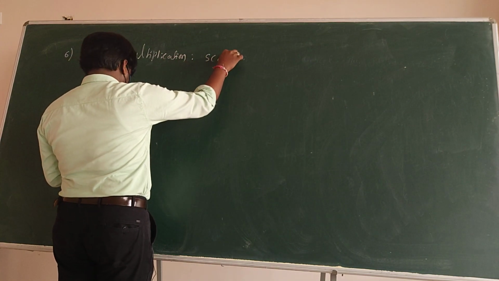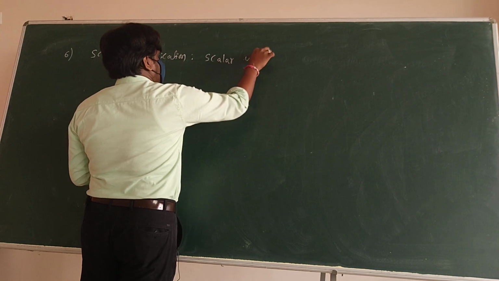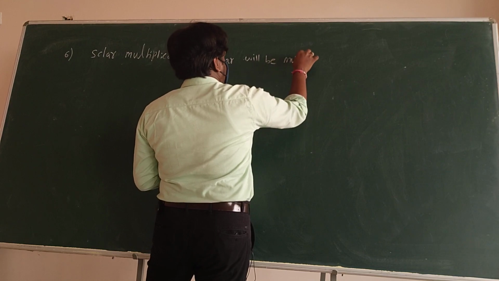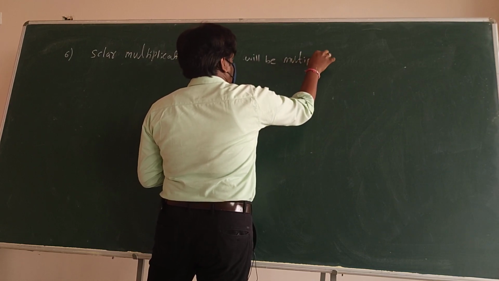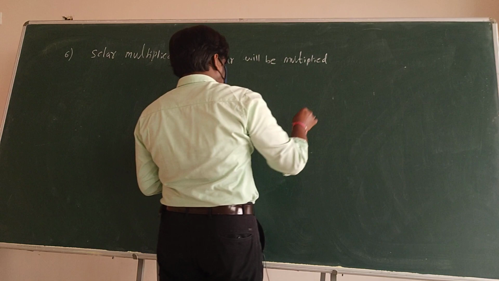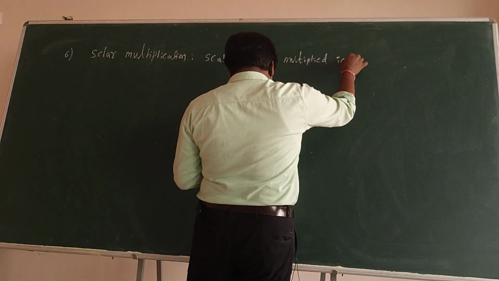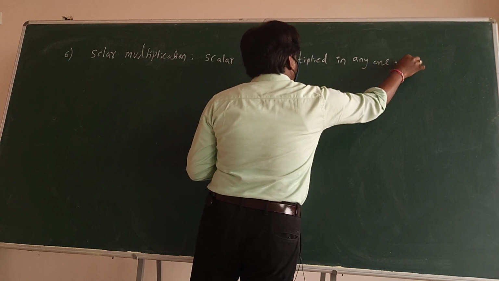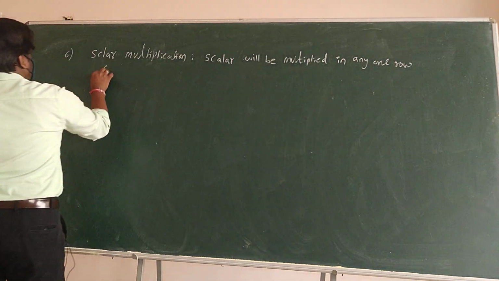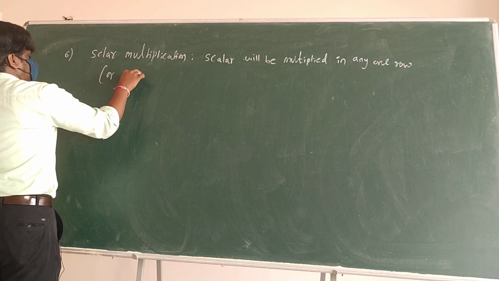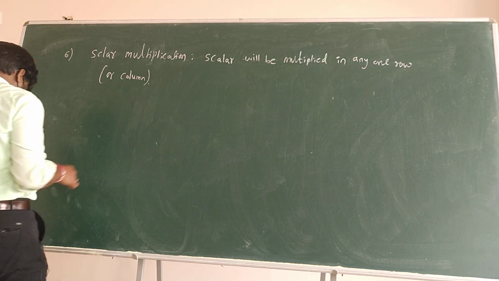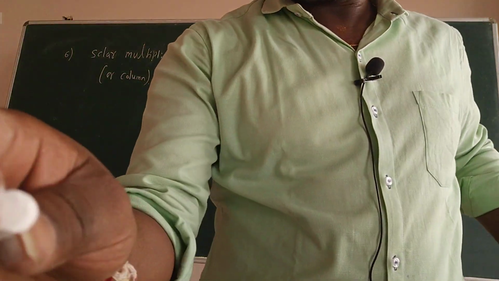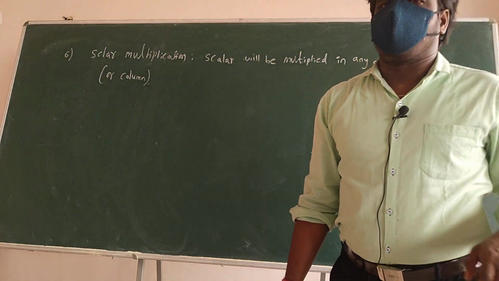Scalar will be multiplied in any one row or column. See here, what is the meaning of this?